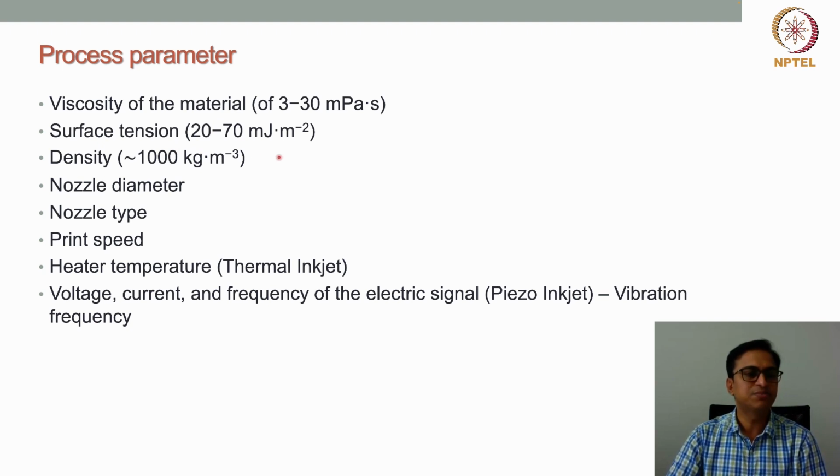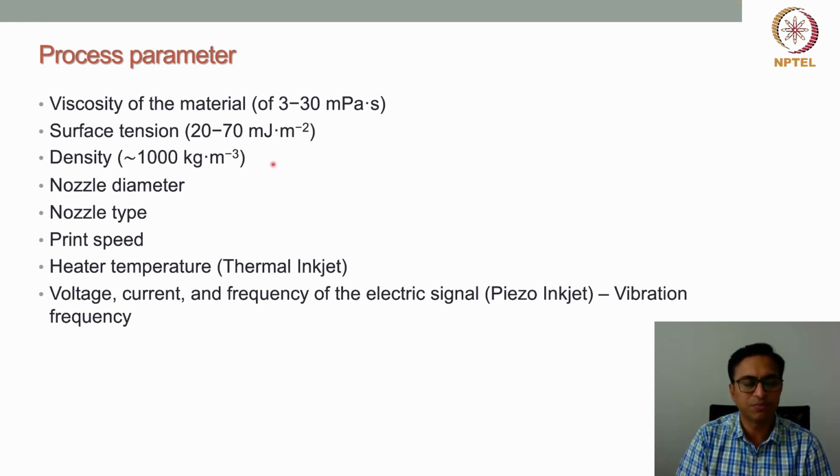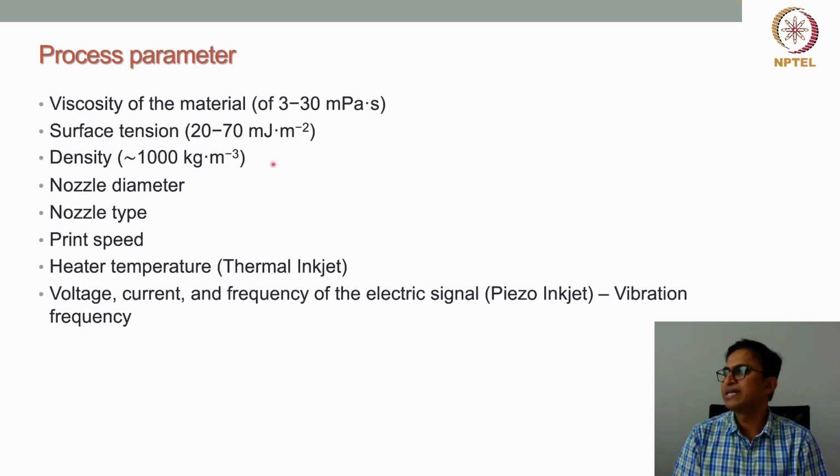Again, density of the material is very important. In inkjet 3D printing, we generally don't prefer to print a highly dense structure, highly dense material. So the density is somewhere around 1000 kilogram per meter cube, which can be very well used, right?